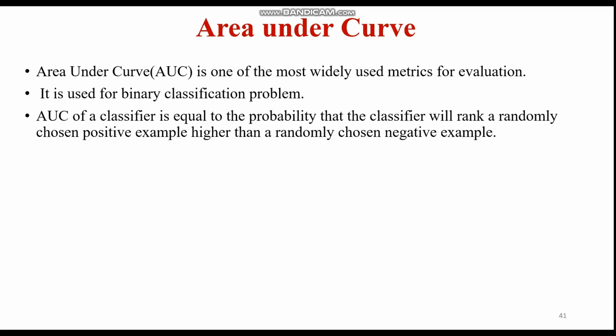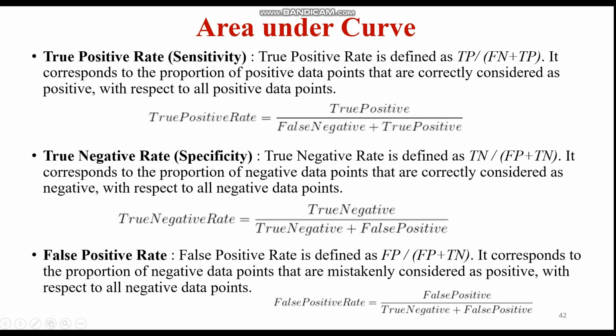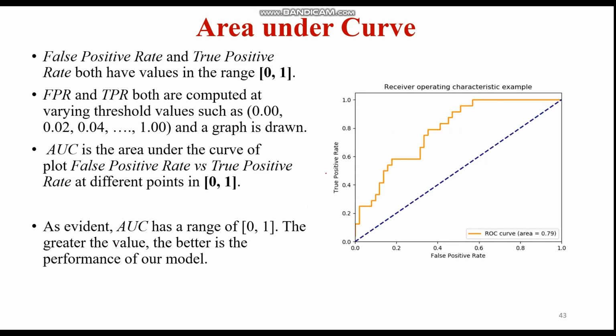So as we have got the idea of AUC and ROC, now let's go through the important points: true positive rate or sensitivity, which we have discussed, true negative rate, that is specificity, and false positive rate, which we have also discussed. Based on this we can get this type of curve. But remember, the AUC values always lie between 0 and 1. As you can see from here, the range is between 0 and 1.